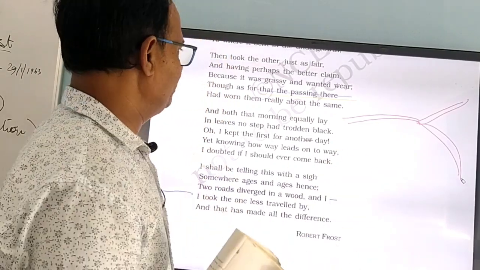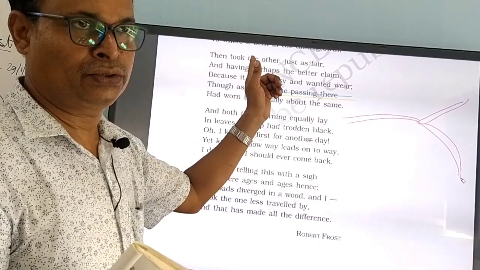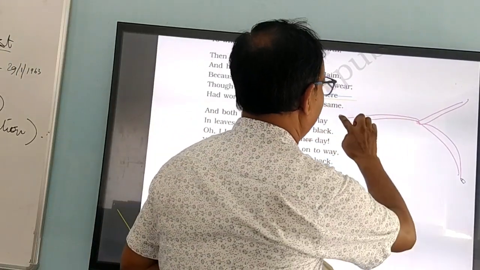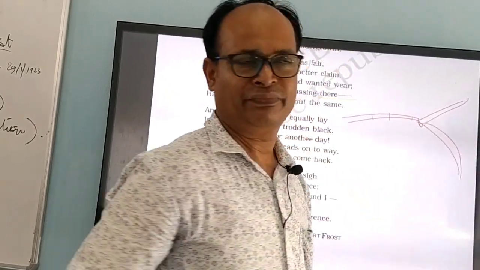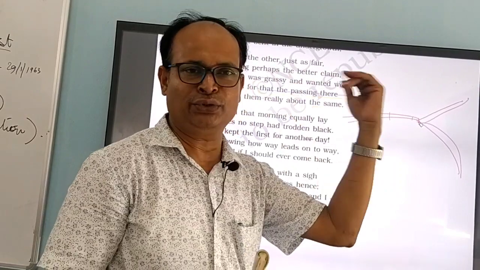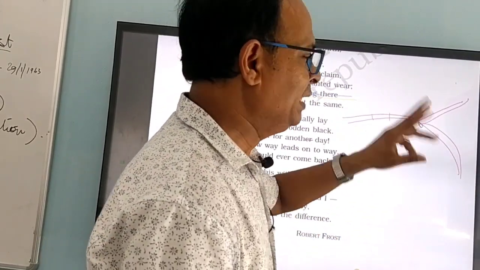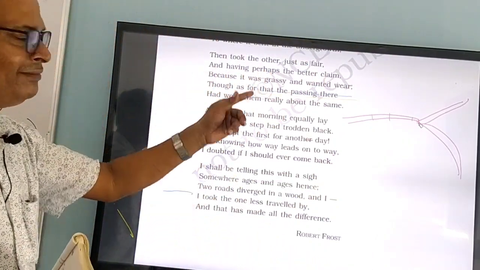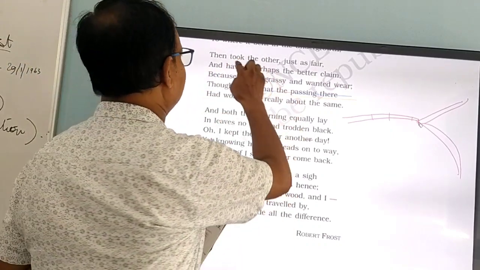Something very special. And in a similar manner, the poet here also crossed much of the part of the road, and after that he had to take another one. He had the choice, and therefore he went in favor of the second one. And he was thinking that then took the other just as fair.